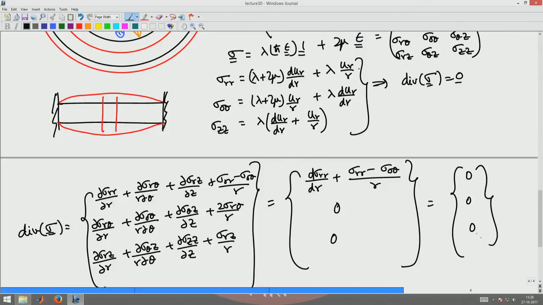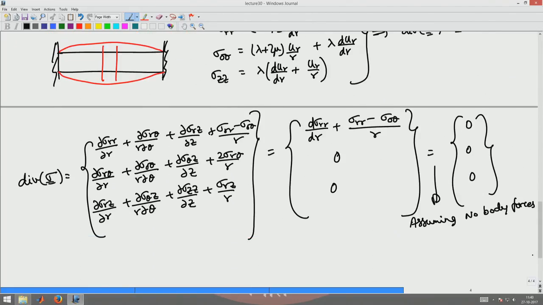Okay. Assuming no body forces and static equilibrium.